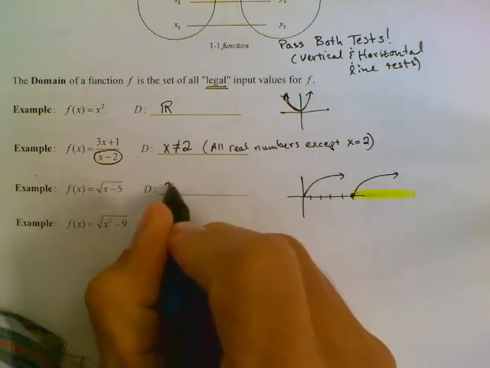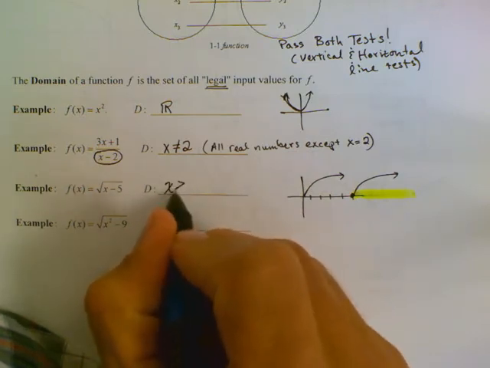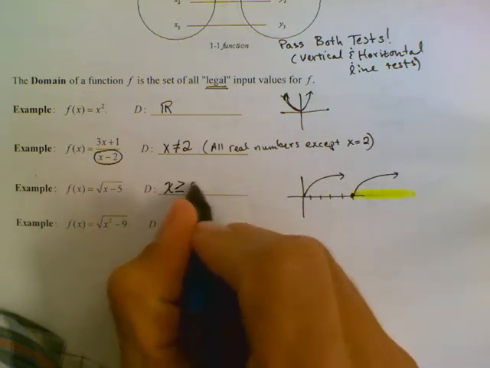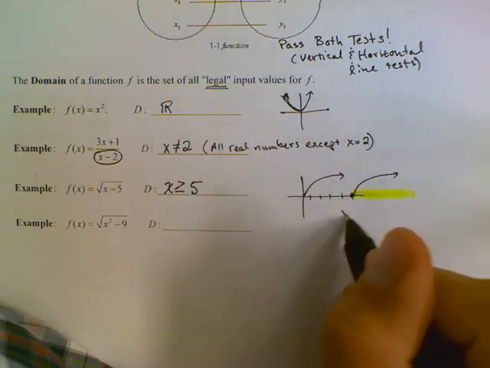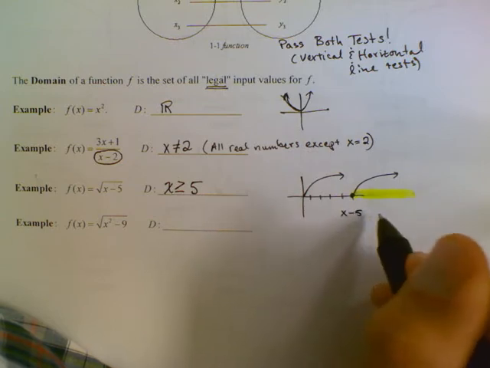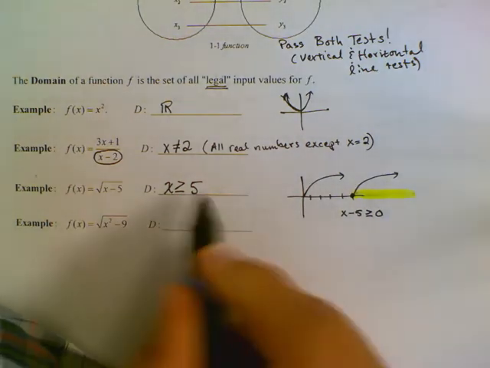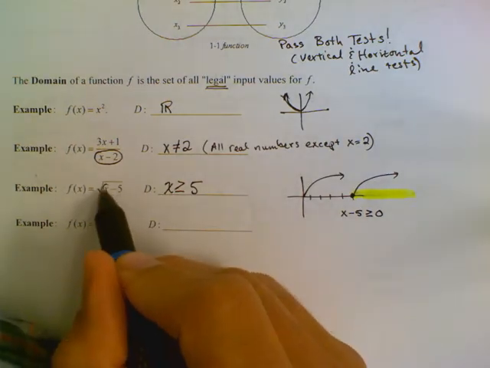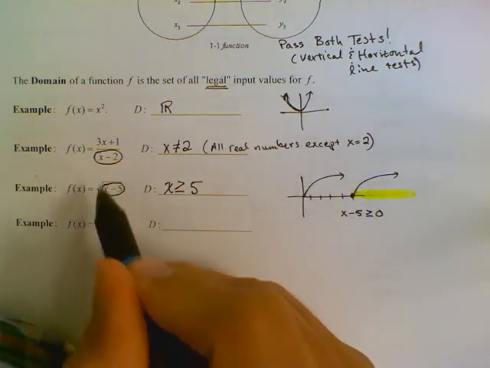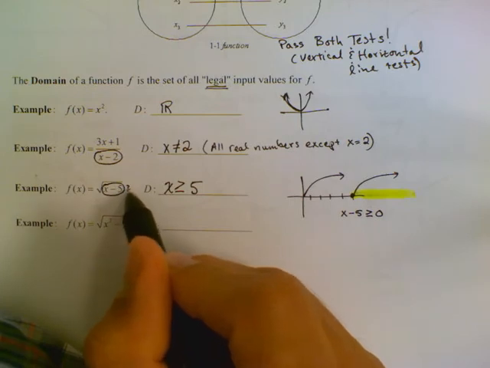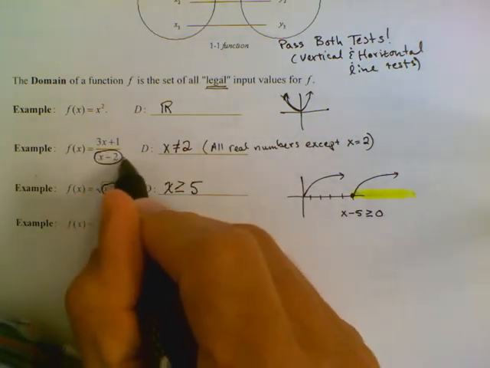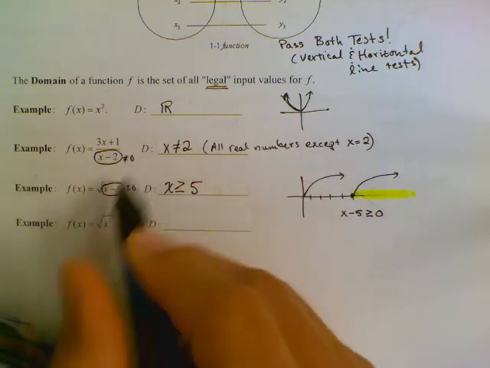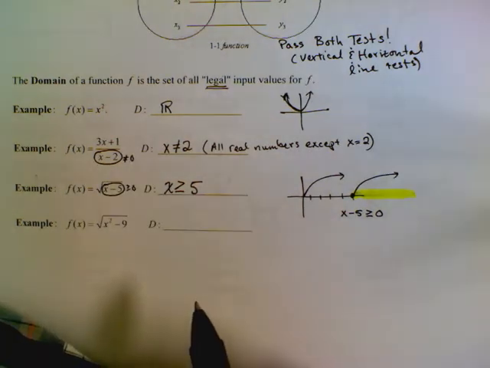So we're just going to say that x can be greater than or equal to positive 5. Another way to do that problem is just to set x minus 5 greater than or equal to 0, because the inside of a radical needs to be greater than or equal to 0. Just like this, the denominator cannot equal 0, so you could solve that inequality as well.